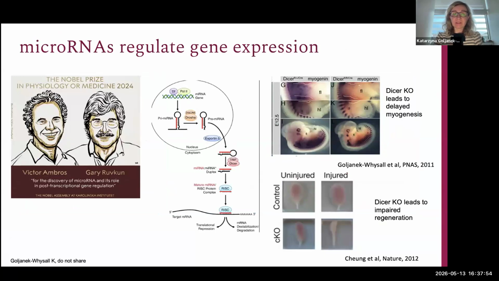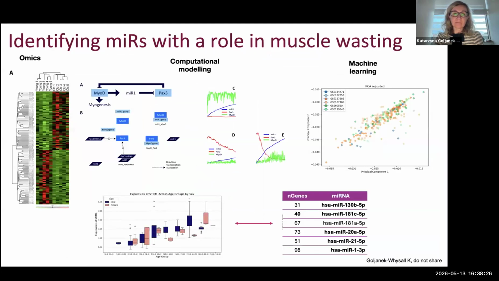I probably don't need to remind this audience about the Nobel Prize in Medicine in 2024. And just a brief reminder, we focus on the canonical function of the microRNAs. This is where they recognize their target sites within the mRNAs, and that leads to mRNA destabilization, degradation, or translation inhibition. And we and others have shown through different approaches that if you knock out Dicer, for example, which is responsible for processing of these, you get either delayed myogenesis, premature muscle wasting, or defective muscle regeneration.